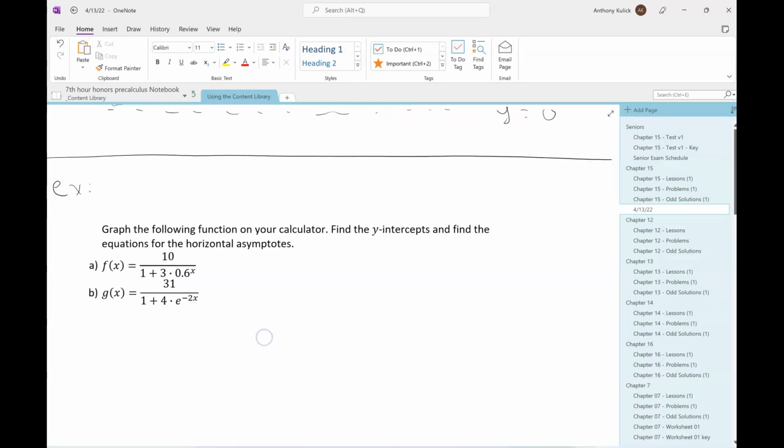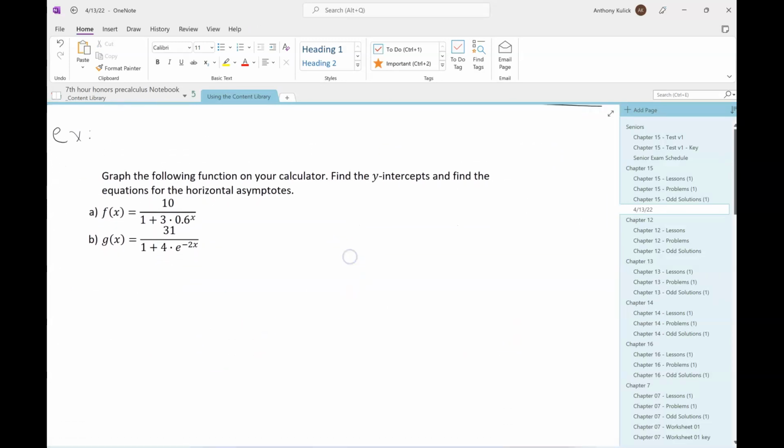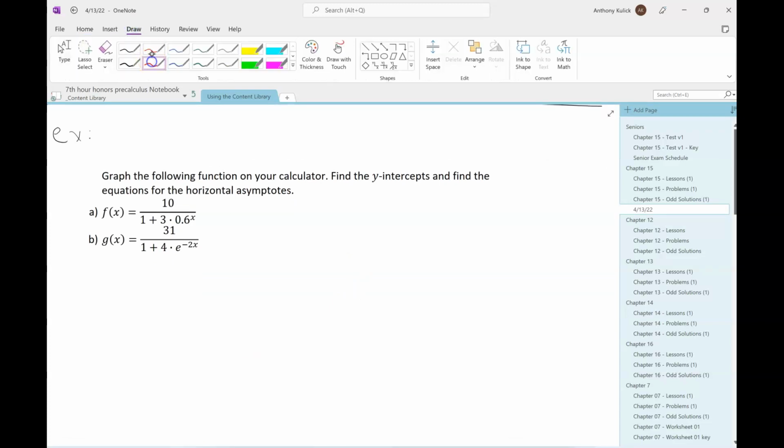Okay, so it says graph the following on your calculator, find the y-intercepts and equations for the horizontal asymptotes. I'm going to do the graphing part all at the end so that I'm not toggling back and forth between the two screens. We're going to do the y-intercepts and asymptotes first for both of these, then we'll graph both of them at the same time. Sound good? Okay.